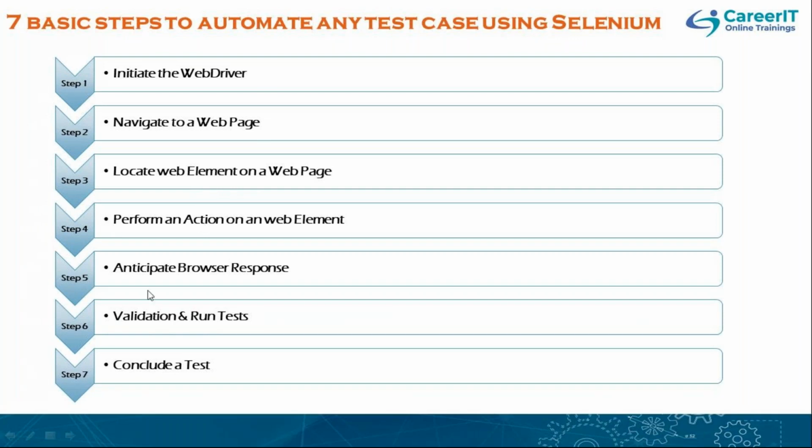And in the fifth step, we are going to wait for some browser response. Suppose after clicking on something, it takes some time to show the next page. Then in the sixth step, we are going to validate and run it, that is, check whether the expected results are coming fine or not. Finally, in the seventh step, we conclude by closing the browser. So these are the 7 basic steps. If we follow them while automating any test case, we can easily automate it using Selenium.